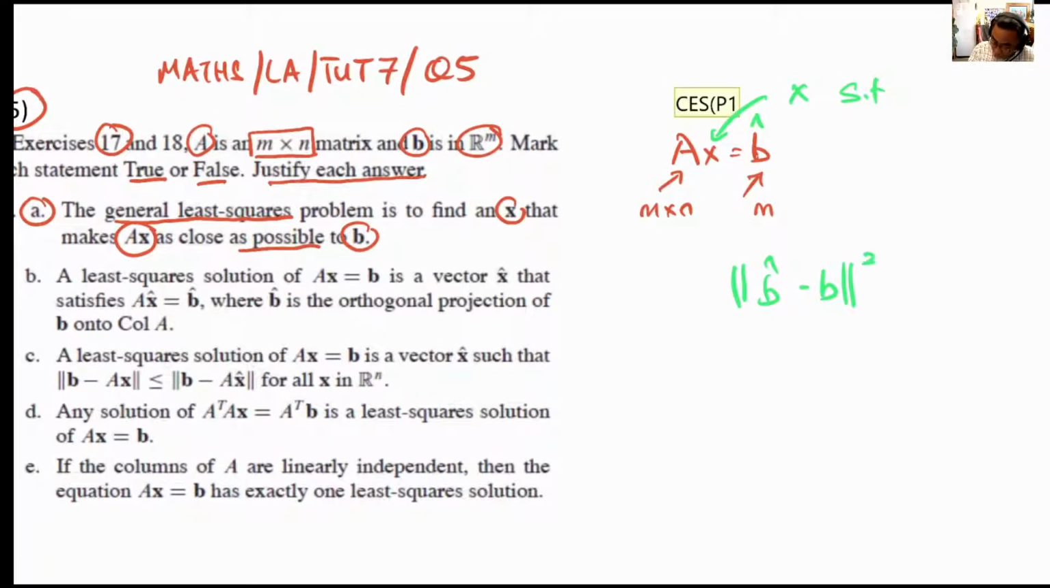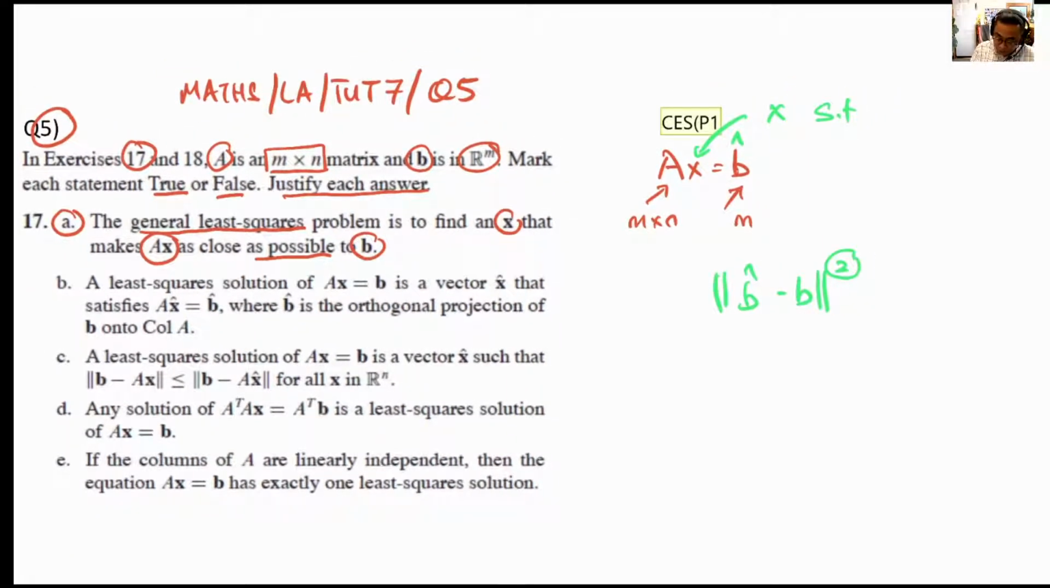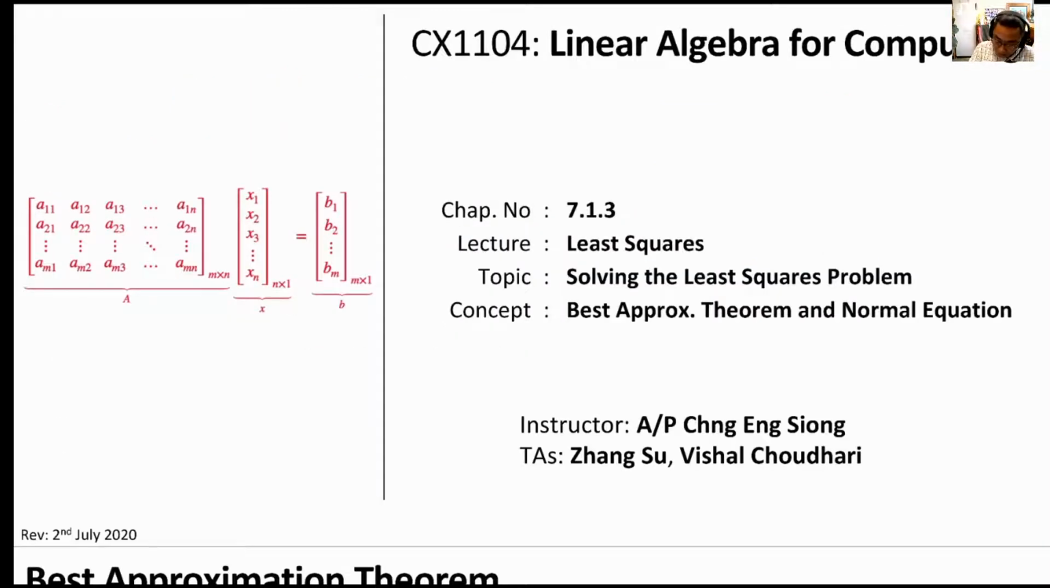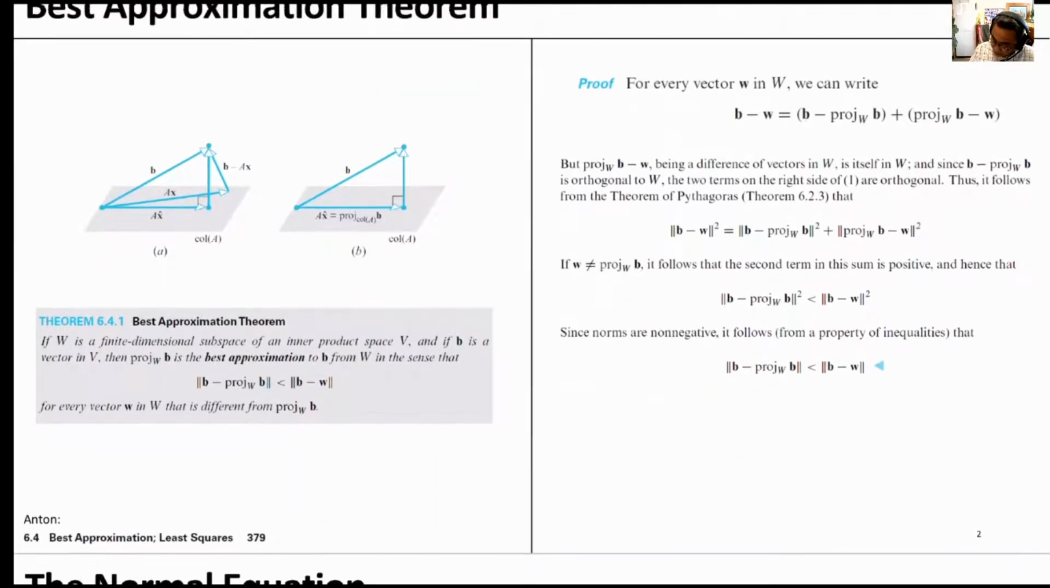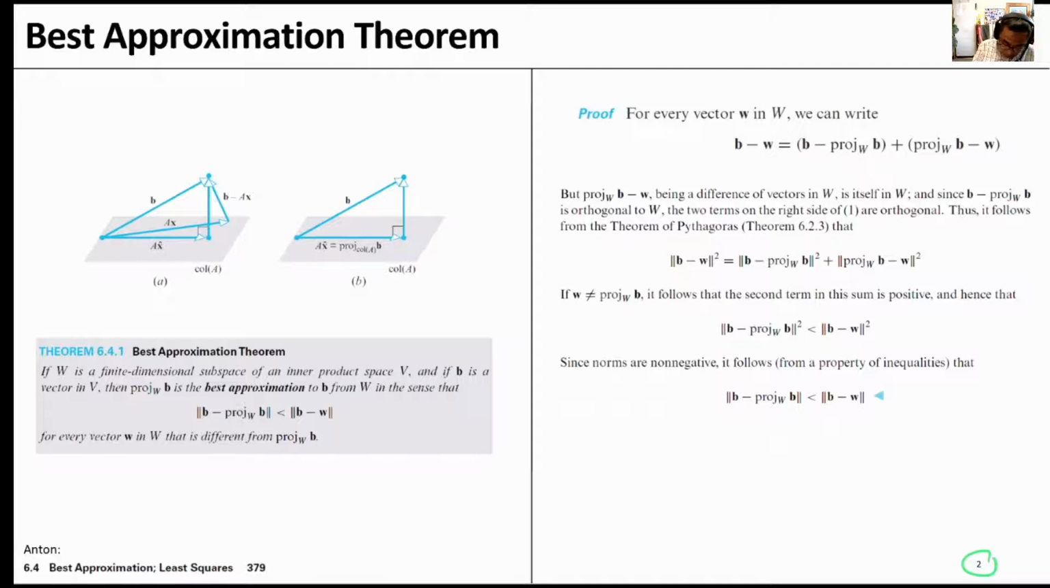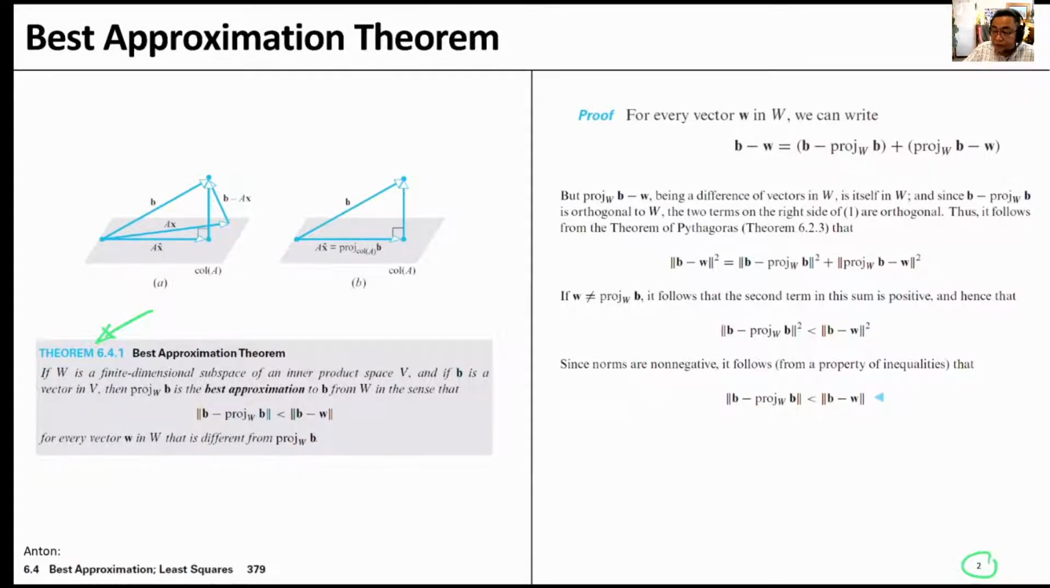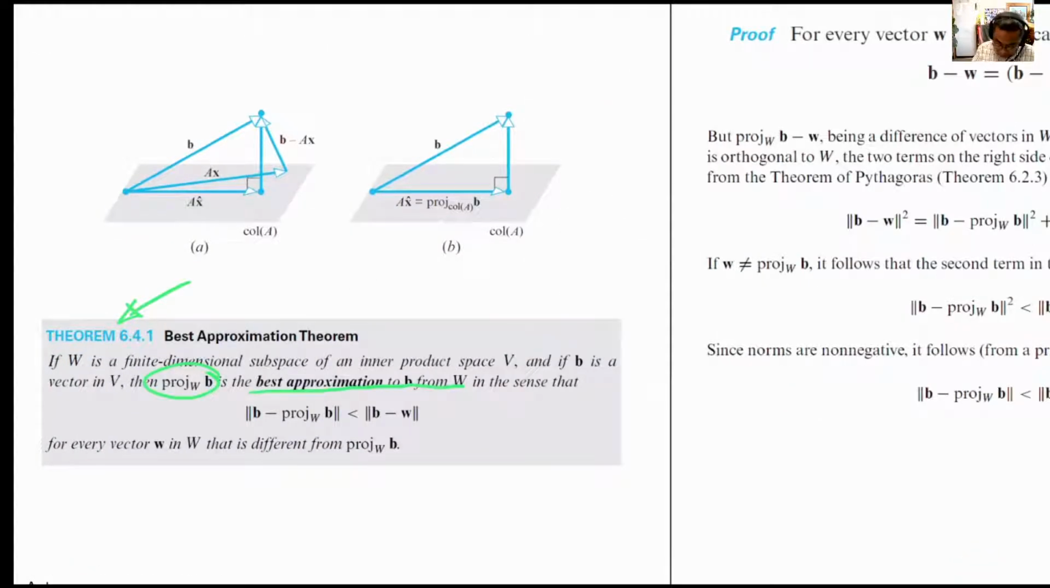And actually it is true. It is the squared norm that is as close as possible. So this is the least squares solution. So the first question, 17a, the answer is true. You can also refer to the course notes for details. Go to 7.1.3, page number 2, and read theorem 6.4.1, in which it was stated that the projection of B onto the space W is the best solution. There is no other choice of W that will give a better least squares solution.